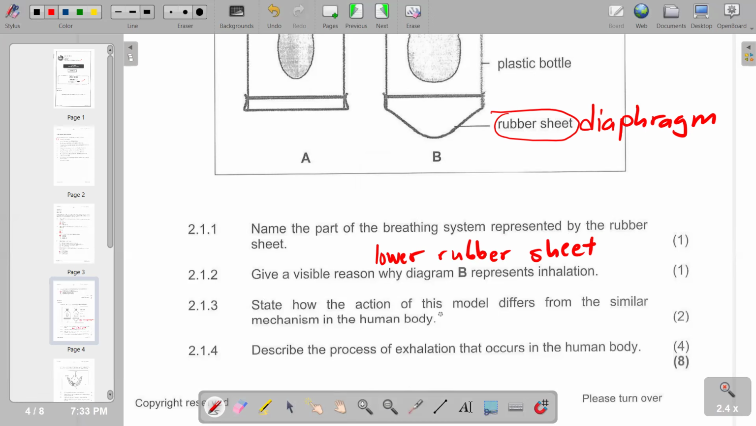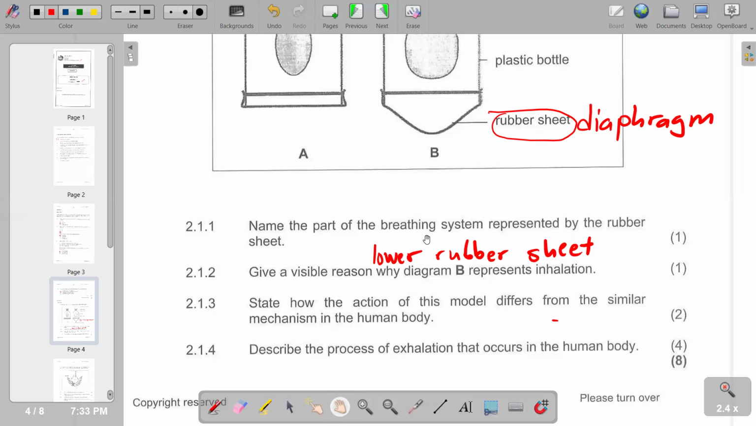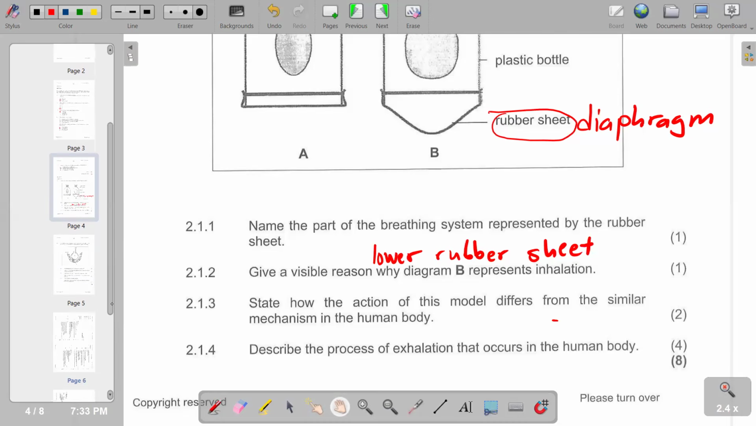State how the action of this model differs from the similar mechanism in the human body. So the question is asking us why the action of this model differs from the similar mechanism in the human body. So you are going to see that it differs because of the movement of the rib cage or action of the intercostal muscles, which cannot be demonstrated with the diagram. So within that context, now we check in terms of the explanation that we have.